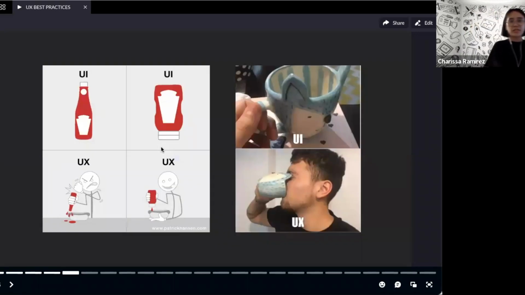And just to illustrate that, here, the ketchup bottle and the mug, that is the UI, while the interactions, the emotions, the story created between the user and the products, that's all UX. A product with a good UI doesn't necessarily mean it also has a good UX.